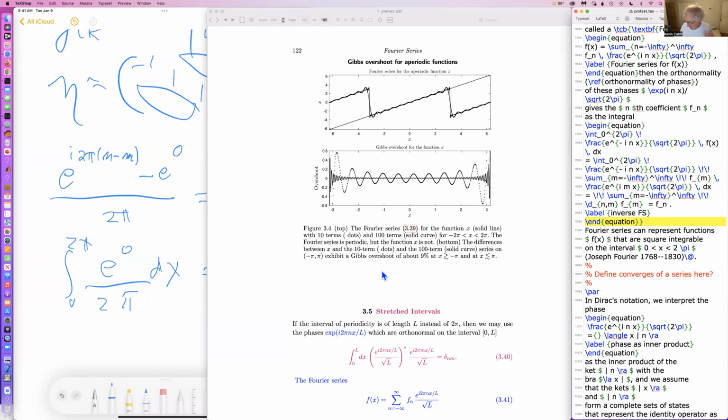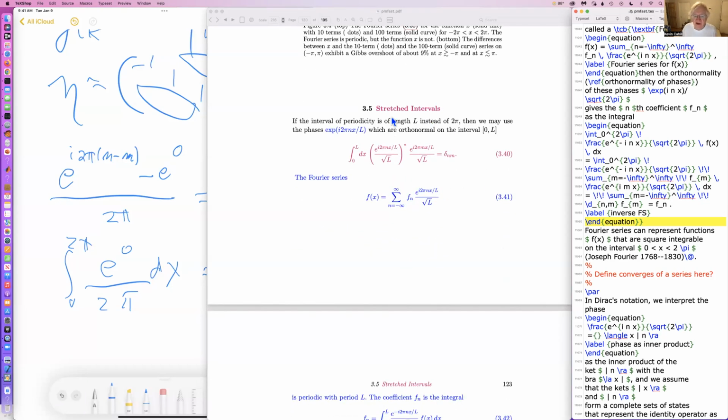Gibbs's father, by the way, was a very decent man. He was a linguist at Yale, I think, and he defended the Africans who revolted on a slave ship.